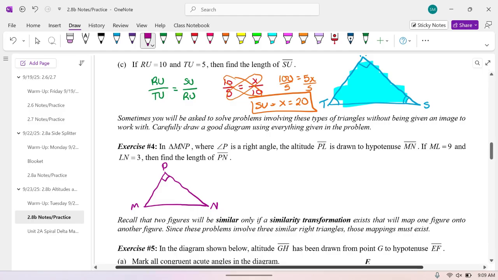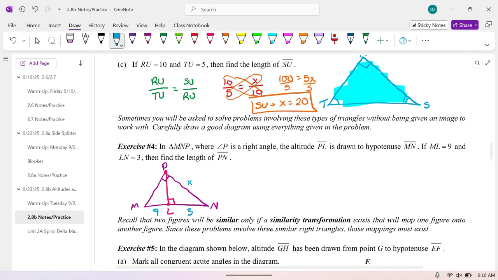Now, the altitude is from P to L. So if I drew an altitude from P to L, this would be a right angle, because remember, it's perpendicular to the opposite side. It then says that ML is 9 and LN is 3. And they want to find the length of PN. So we're going to call that X.